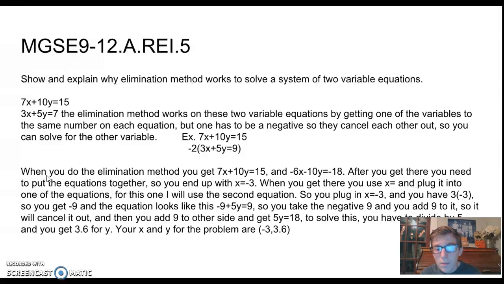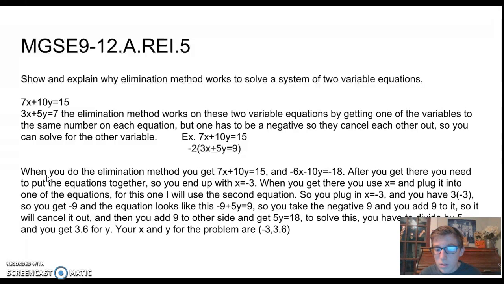So the first equation is still the same, but I chose the second equation and multiplied all of it by negative 2. And when I did that, my first equation was the same, and my second ended up being -6x - 10y = -18. After I was finished with that, you needed to put the equations together, which is the elimination part, and you'd simplify all, and so you'd end up with x = -3.